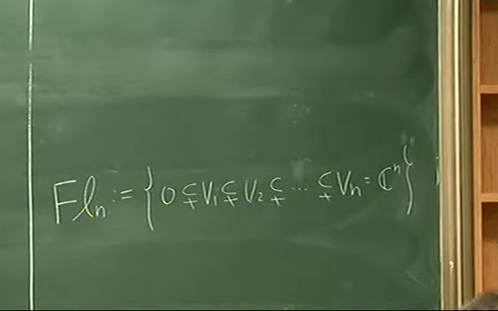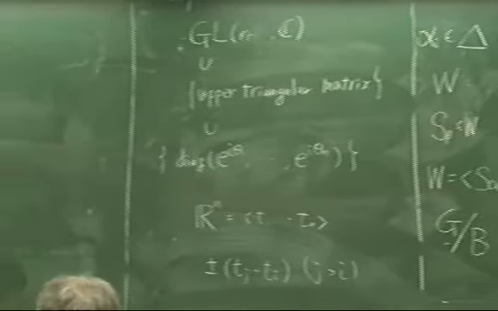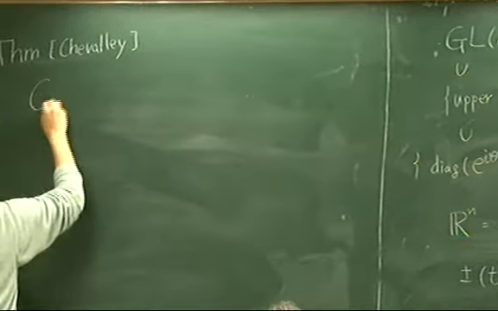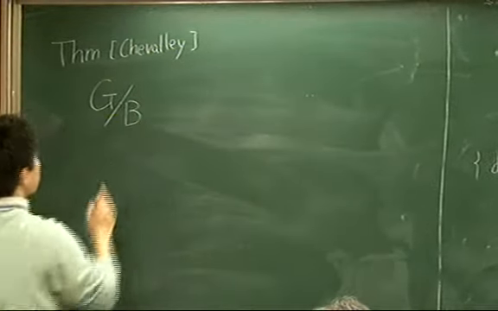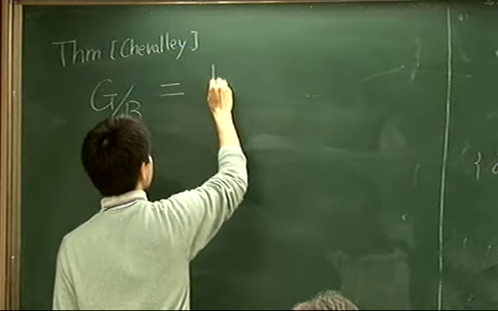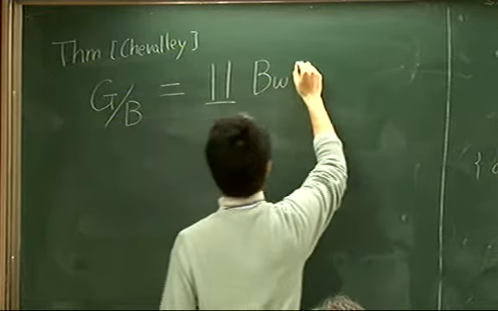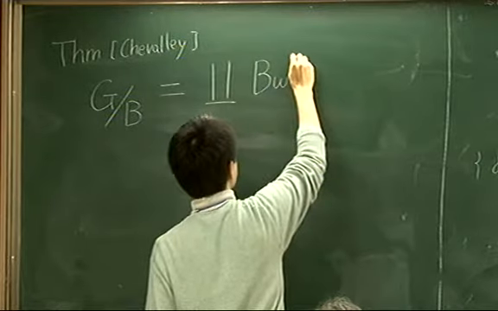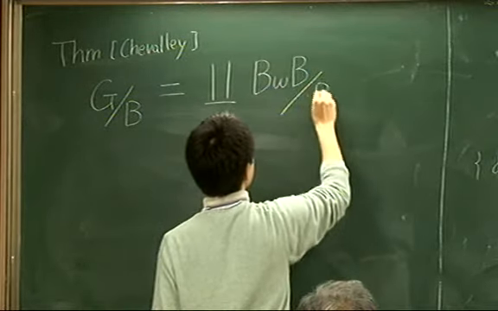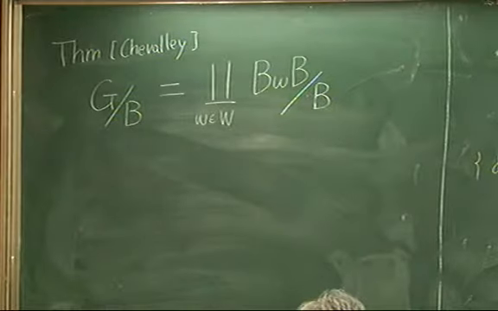And the fundamental theorem by Schubert states that G over B, the flag variety, has a cell decomposition given by double orbits, left and right orbits, indexed by the elements of the Weyl group.